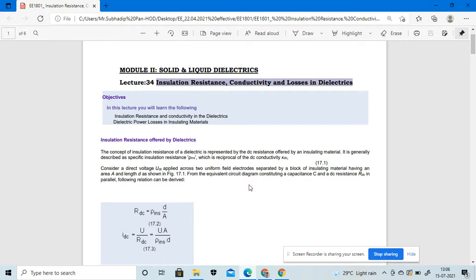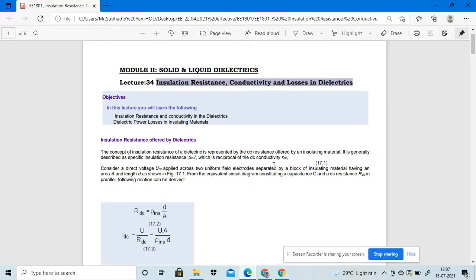Generally, for describing the specific insulation resistance, we have to discuss the reciprocal of the DC conductivity. If we consider a direct current voltage applied across two uniform field electrodes separated by a block of insulating material having a particular area, then what will be the values of the capacitance and the DC resistance? That means we have to draw an equivalent circuit for the insulation resistance offered by the dielectrics.